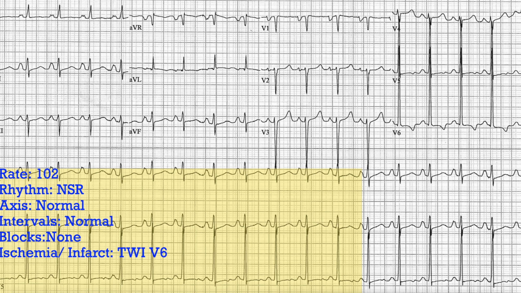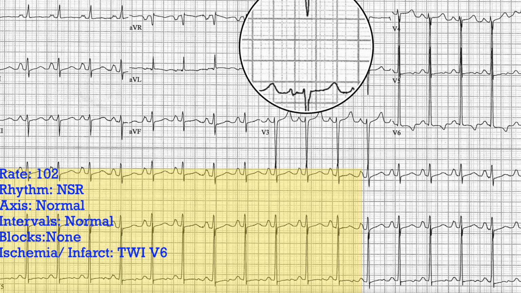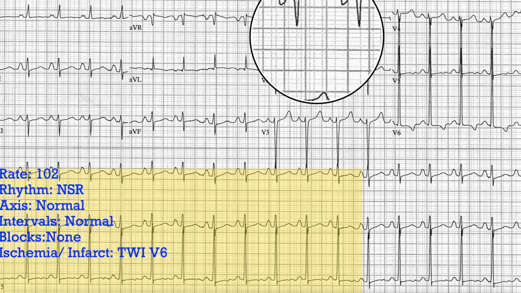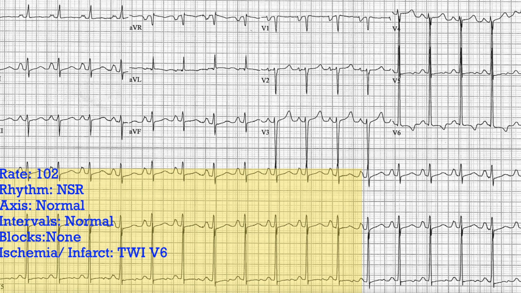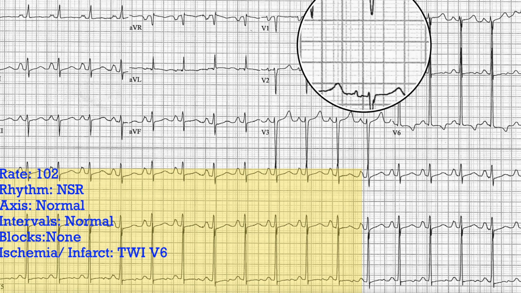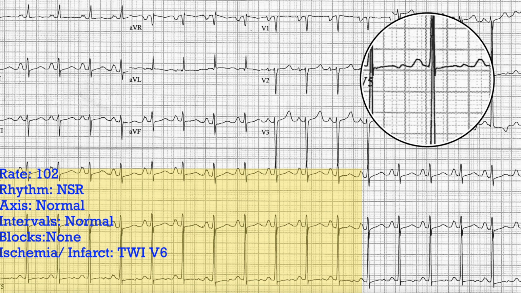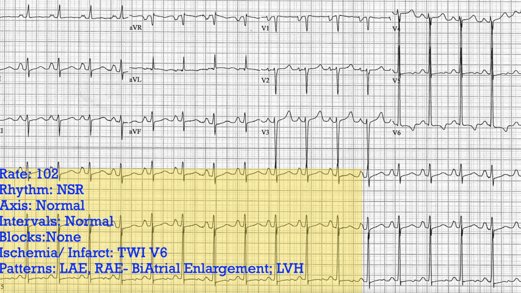So I'm going to say that this pattern looks like a biatrial enlargement. The right atrium and the left atrium both look enlarged. And it looks like that's probably due to some LVH, which we see with these big patterns down here. So I'm going to call it that. Again, there's no clinical information on this. This is just an EKG, but that's what I'm going to call it.